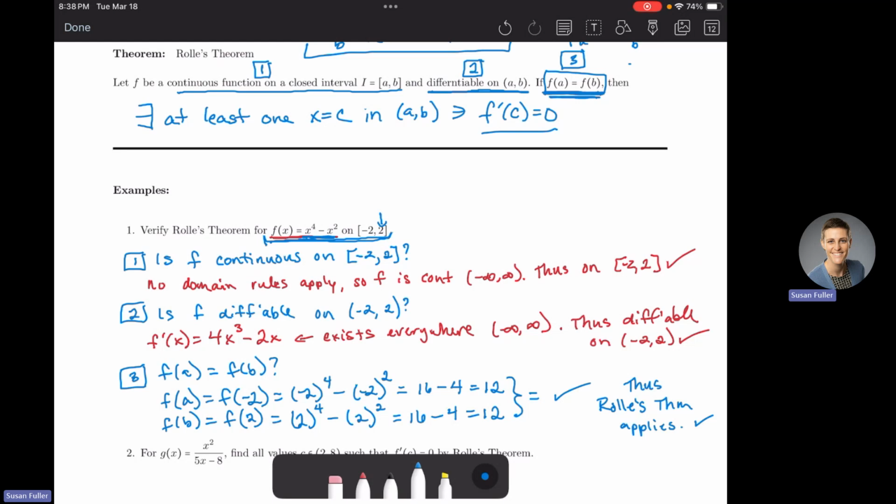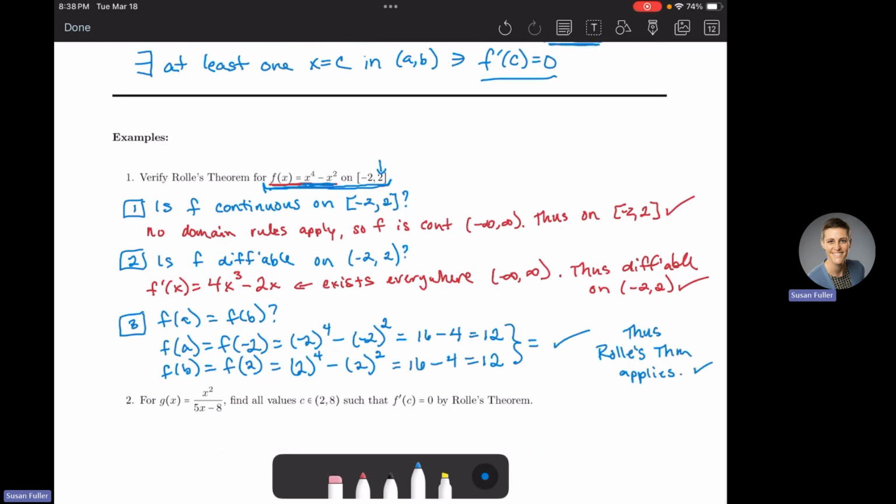And if it says verify Rolle's theorem, it's just saying show that it exists. If we wanted to, we could find the places where the derivative is 0. Basically, because Rolle's theorem applies, it guarantees that we have at least one x value where the derivative is 0. We could find it if we wanted to. Here, it's not too bad.